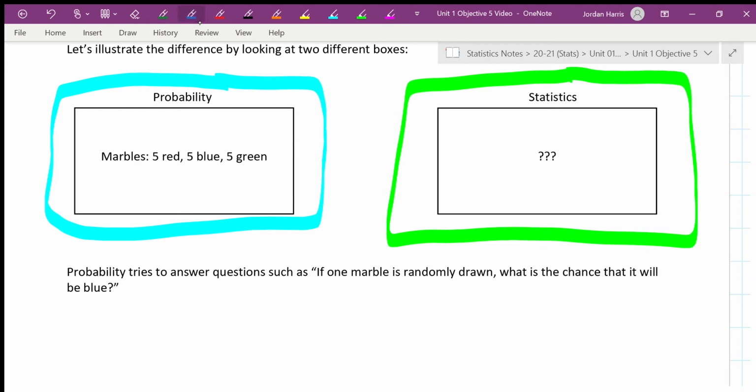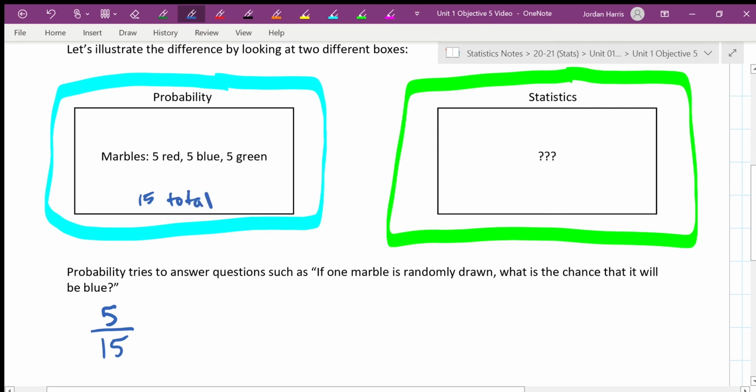Hopefully you know how to do this already. There are 5 blue marbles out of 15 marbles total. That simplifies, and we have a 1/3 chance of getting blue. That would be true of red or green as well, because they have equal numbers and equal likelihood. Those laws, understanding the total versus the number, are what we can also use in statistics.